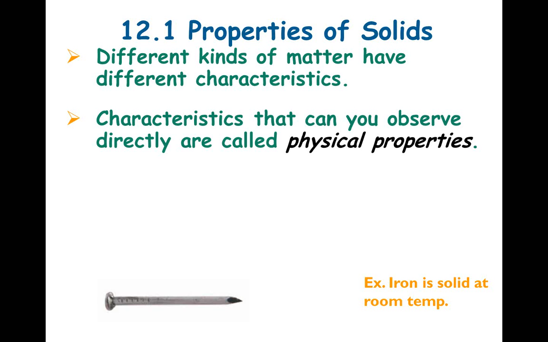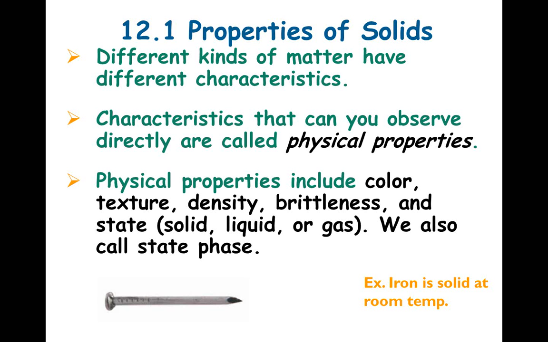These are physical properties. Physical properties include color, texture, density, brittleness, the state, be it solid, liquid, or gas. We can also call that the phase. Here is an example. Iron, an iron nail, is solid at room temperature. That is a physical property of iron.